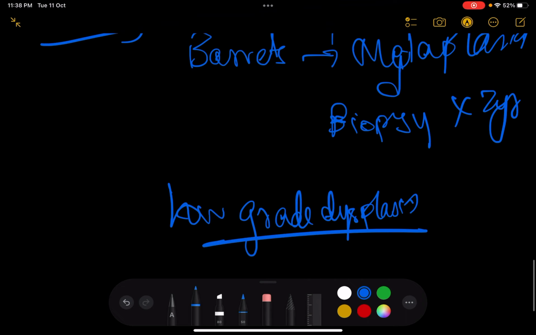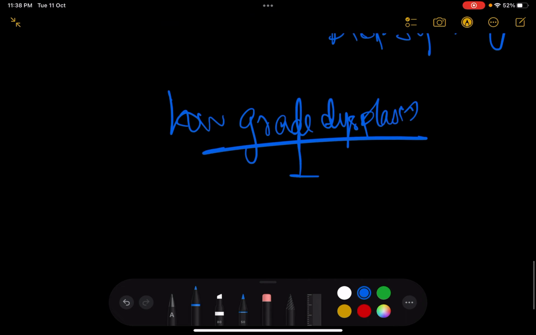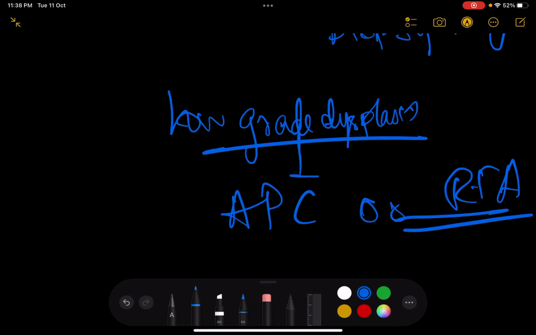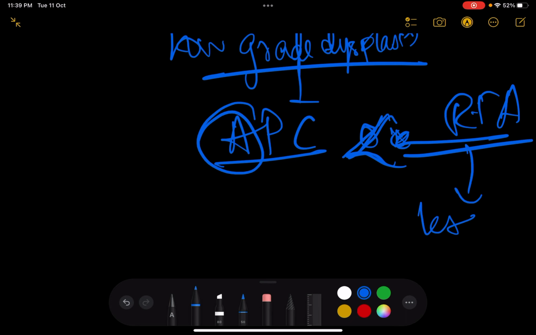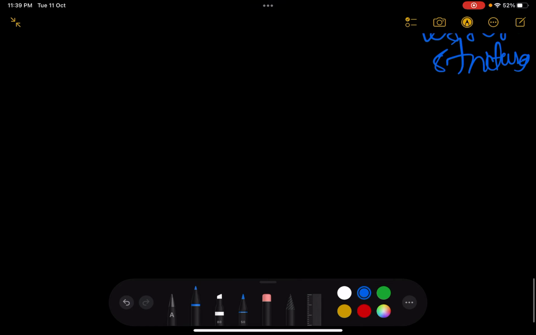I think we all are aware of it. So if there's a low grade dysplasia, you can do ablation, APC, or you could do RFA, radio frequency ablation, and argon photocoagulation. Which is better? I think APC is better. Sorry, radio frequency ablation is better, because you do not want to use argon. Argon coagulation uses the argon, and radio frequency ablation has lesser strictures. There are esophageal strictures that could be formed as a complication of ablation.